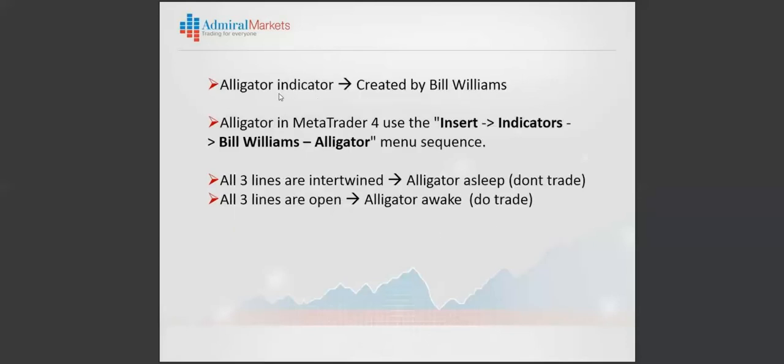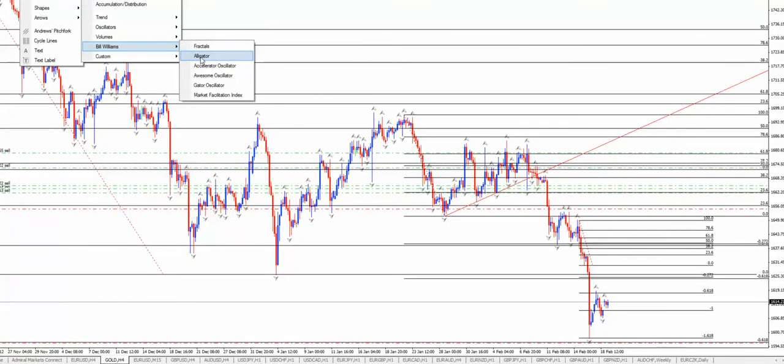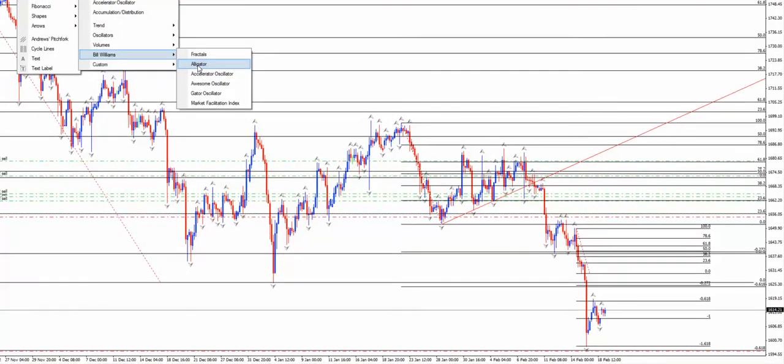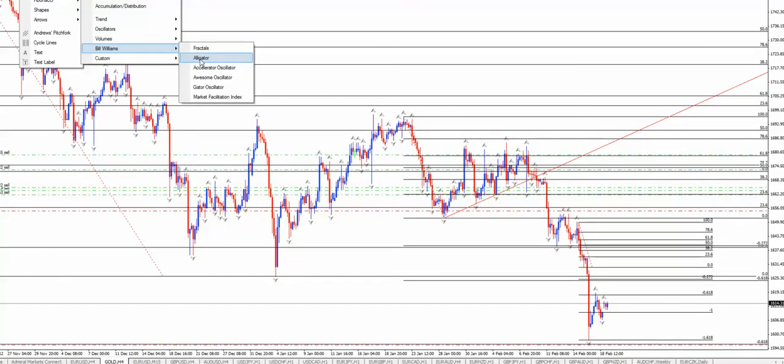So the Alligator Indicator is something that was created by Bill Williams. And let me just quickly go to the platform. If you go to Insert, Indicators, Bill Williams, you'll see Alligator. So that's how you can get the Alligator on your chart. It's very simple. It's just a standard tool within our technical analysis box.